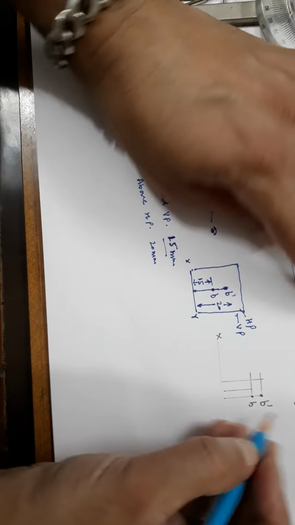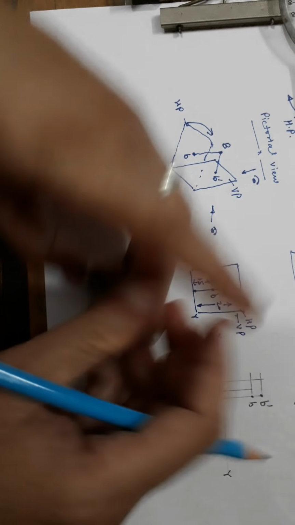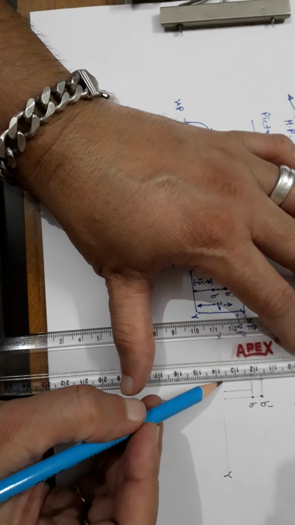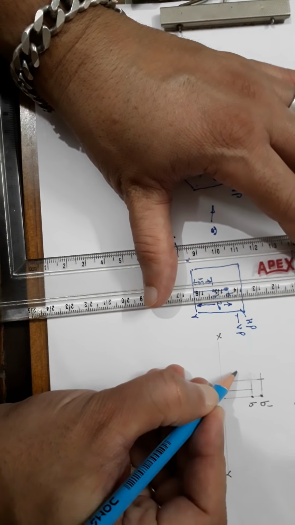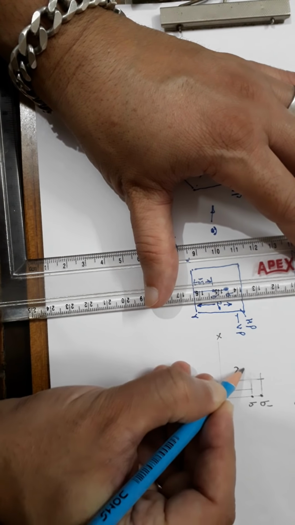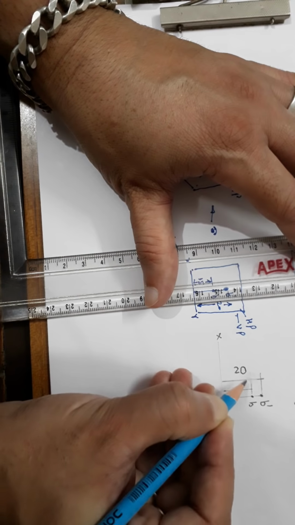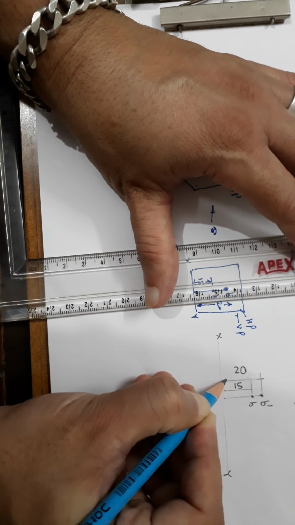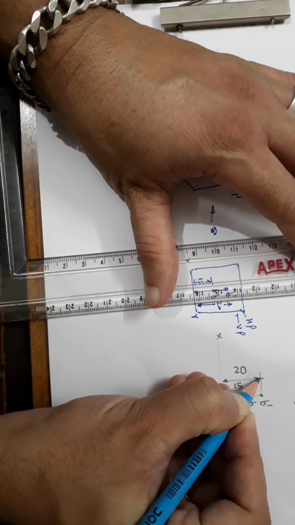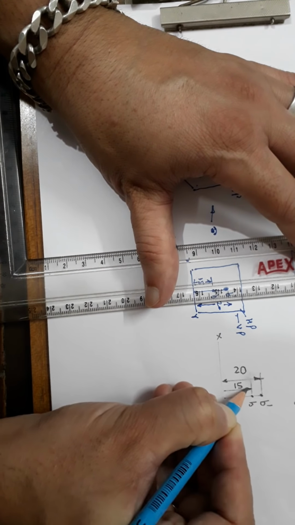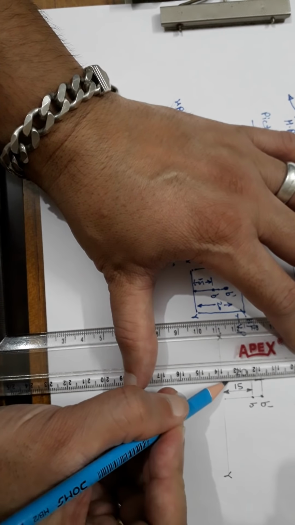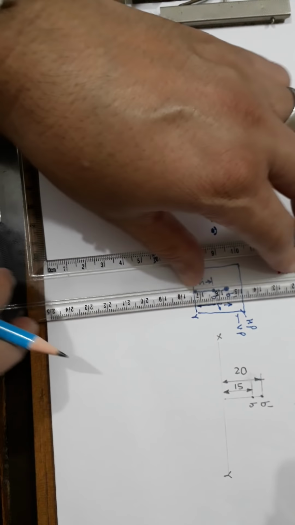Now you have to place the dimension. This is 20 mm and this is 15. And you can put the arrowheads. Arrowheads should be shaded. So this is how you can represent this in the second quadrant.